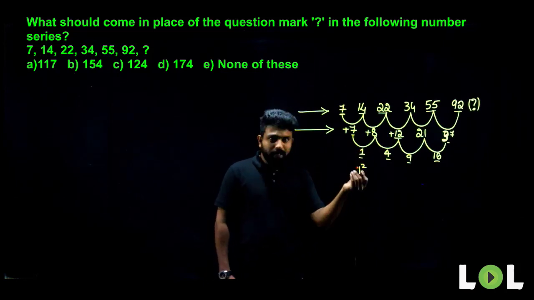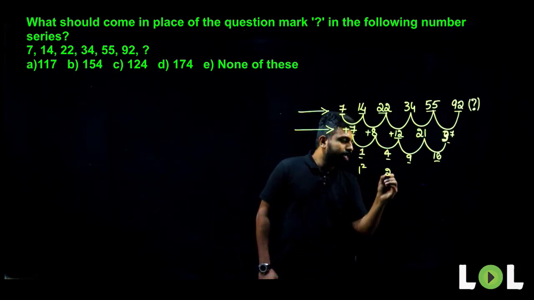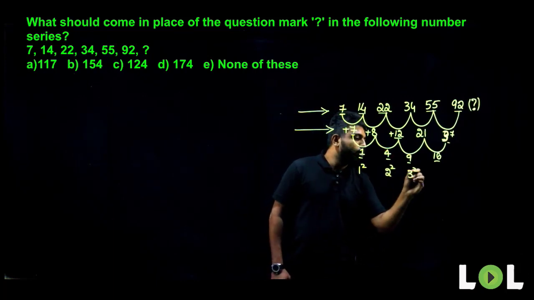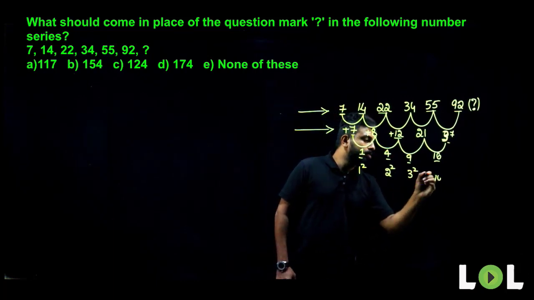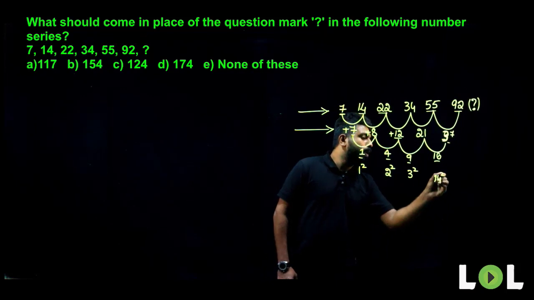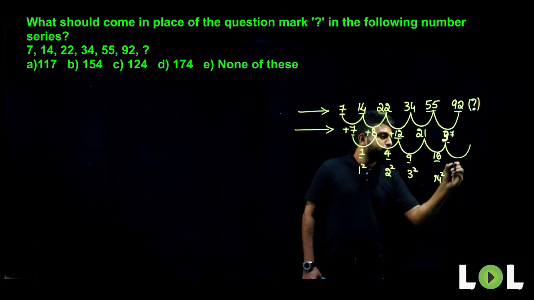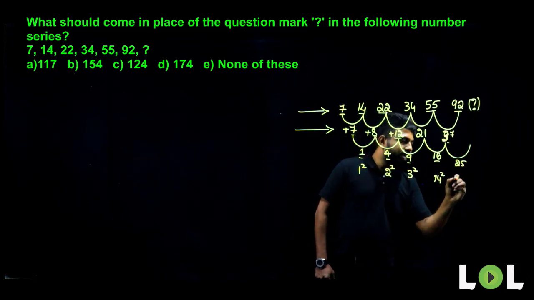1 can also be written as 1 square. 4 can be written as 2 square. What about 9? 9 can be written as 3 square. 16 is nothing but 4 square. So what would be my next difference here? The next difference should be 25, that is nothing but 5 square.